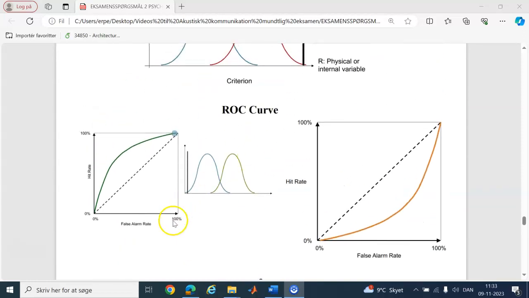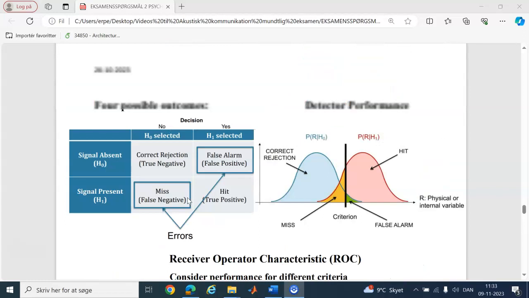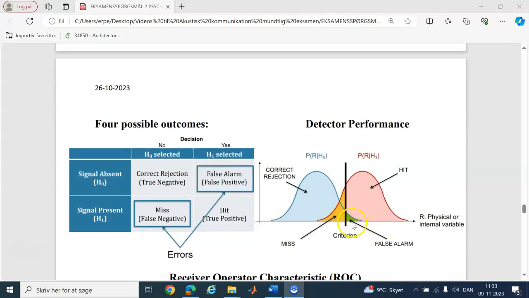So we have a false alarm rate and a hit rate. False alarm rate means that we have no signal, but H1 is selected, and hit means that we have a signal and we also select H1. False alarm here.